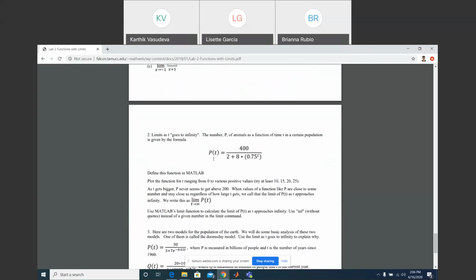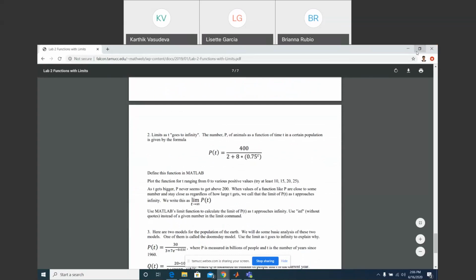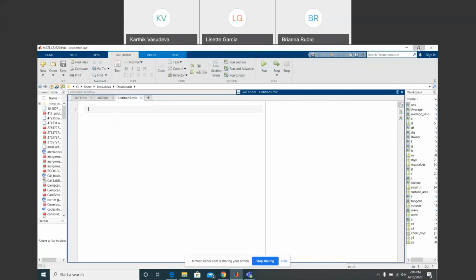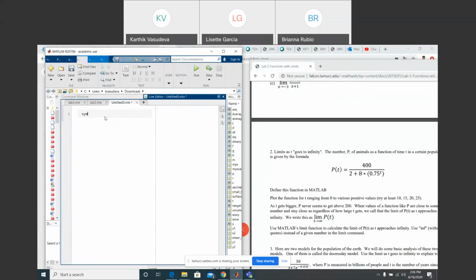you have to define t first. Let me show you how we do that. First of all, define t, then go ahead and define p of t, which is equal to a numerator and denominator. The numerator is 400, the denominator is 2 plus 8 times, parenthesis again, 0.75 to the power t. And that's the way you define the function.